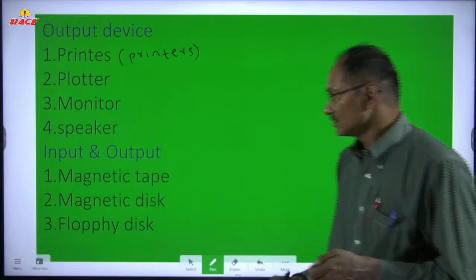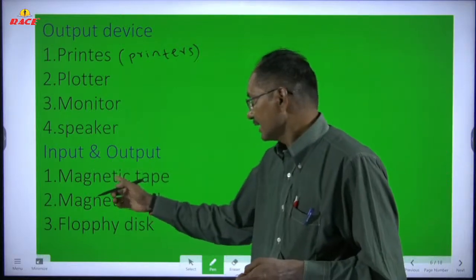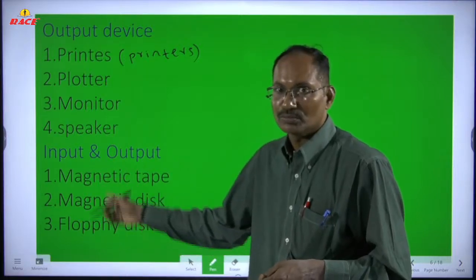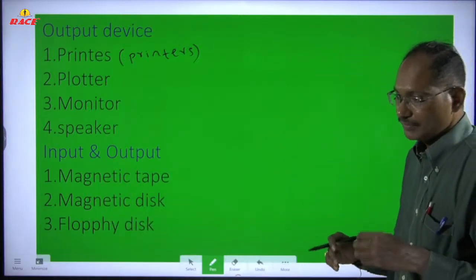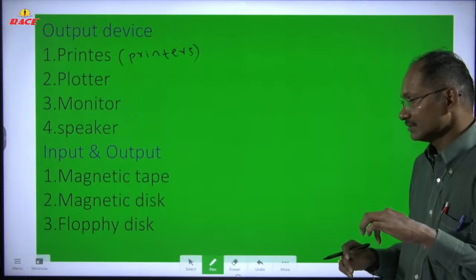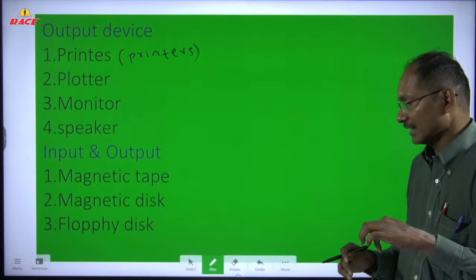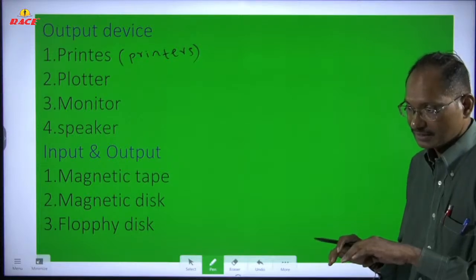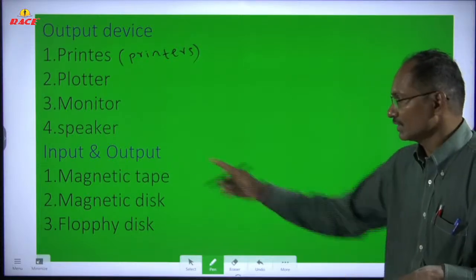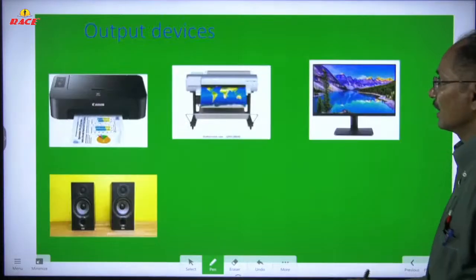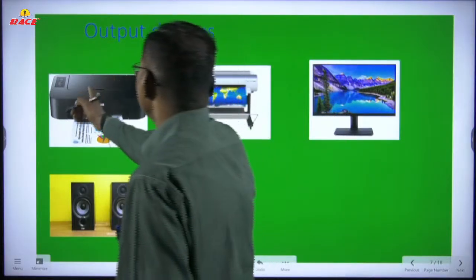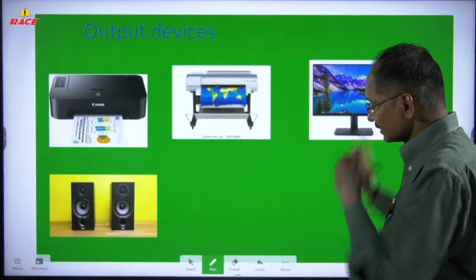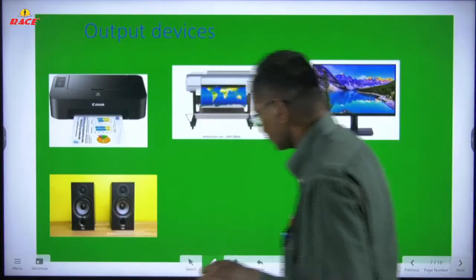Input output devices: magnetic tape, magnetic disk, and floppy disk. We can call these input and output devices. The information is in the magnetic disk, floppy disk and magnetic tape. We are sending the data and we are taking the data, so we can do both input and output. And next, this is an example of a printer. This is an example of a plotter. This is an example of a monitor. This is an example of speakers.